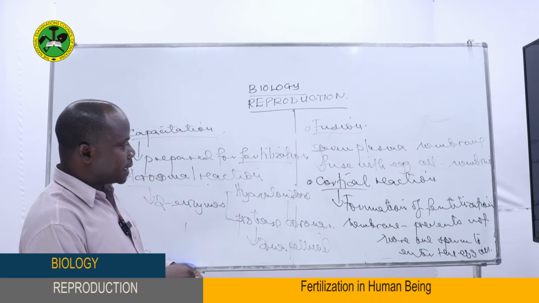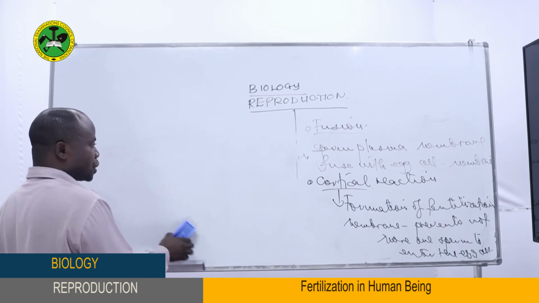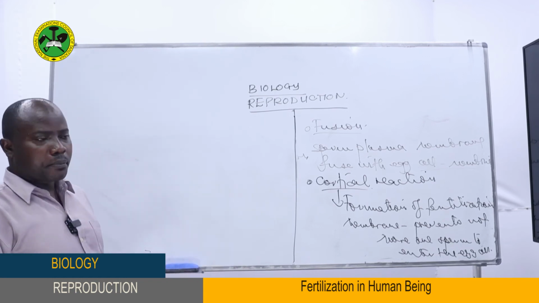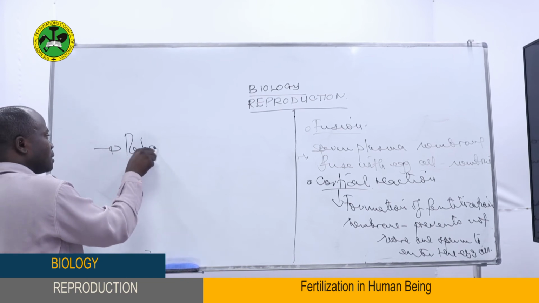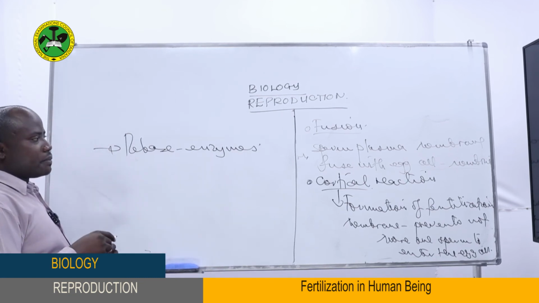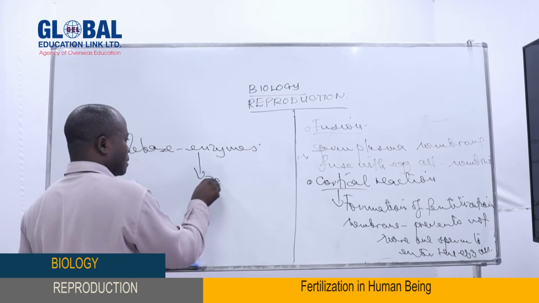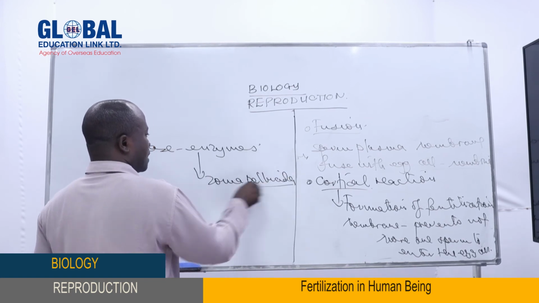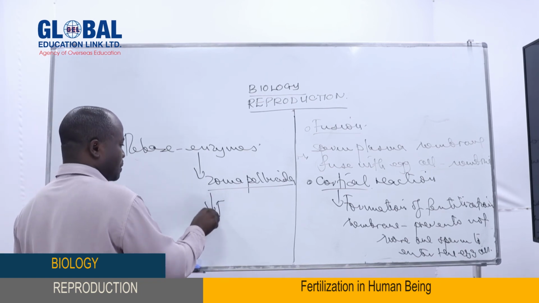To respond to this part, you'll have to explain the role of the cortical granules that are just behind the egg cell plasma membrane. The cortical granules release enzymes which stimulate hardening and thickening of the zona pellucida. The resulting structure is known as the fertilization membrane.